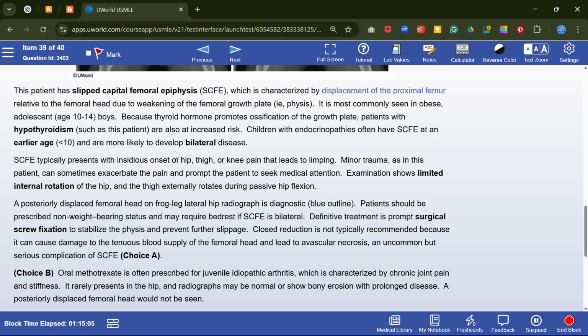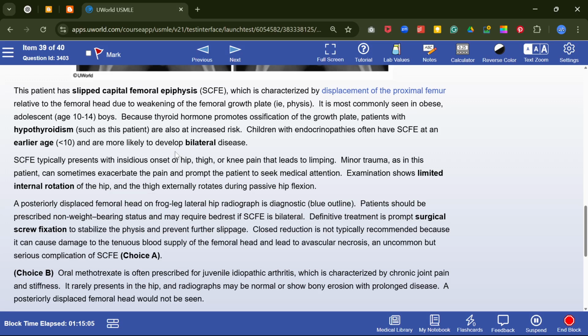Children with endocrinopathies often have slipped capital femoral epiphysis at an earlier age, less than 10, and are more likely to develop bilateral disease. SCFE typically presents with insidious onset of hip, thigh, or knee pain that leads to limping. Minor trauma, as in this patient, can sometimes exacerbate the pain and prompt the patient to seek medical attention.